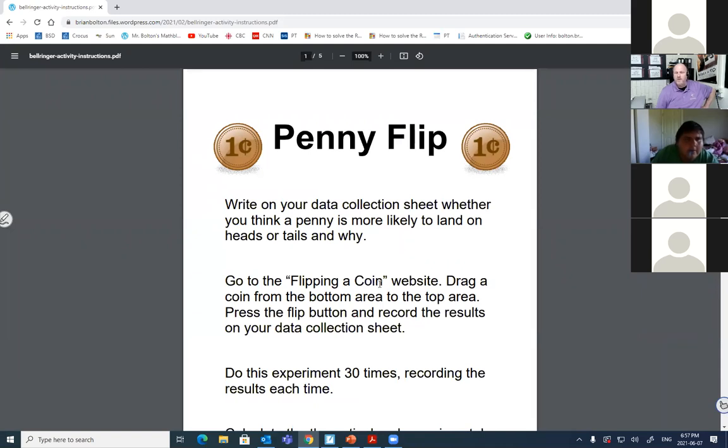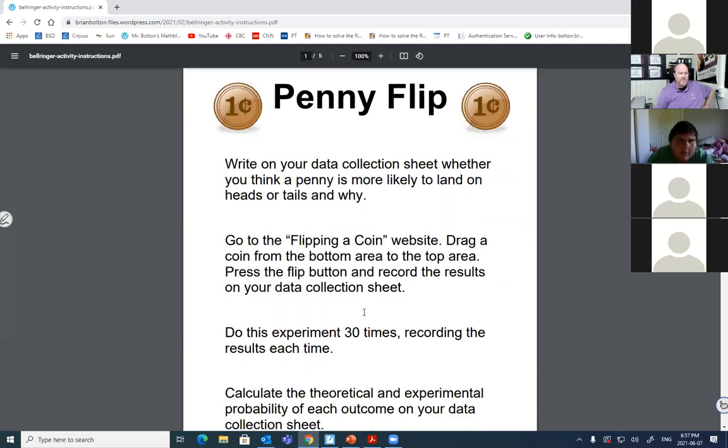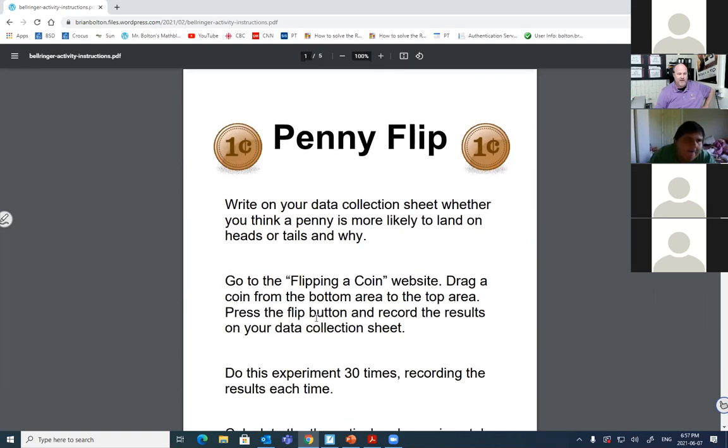So if you're flipping a coin, a penny in this case, you write on your data sheet what you think is going to happen if you flip the coin, let's say 30 times, right? Well, I figure I'm going to get 20 heads and 10 tails. You'd write something on there. So then you do the experiment, right? And then you compare your experimental, what you think it is, with what actually happens. Okay, that's just the penny flip. I'm just going to go over these quickly because you'll see in a minute.